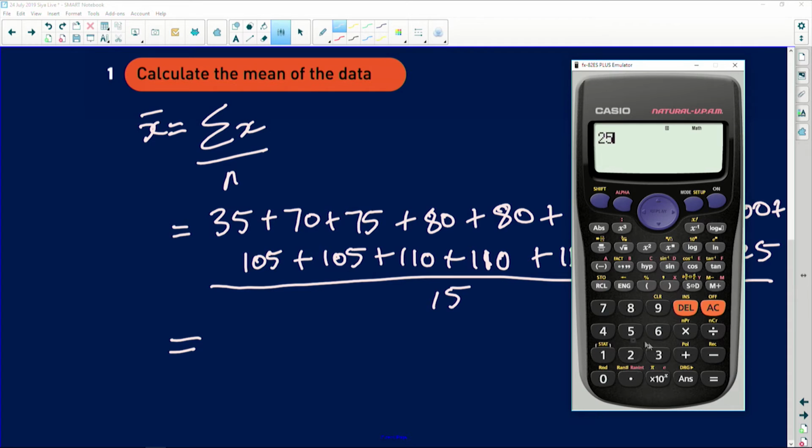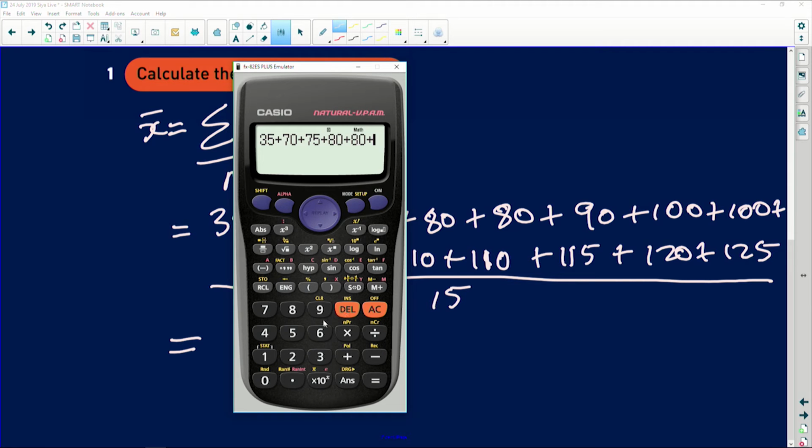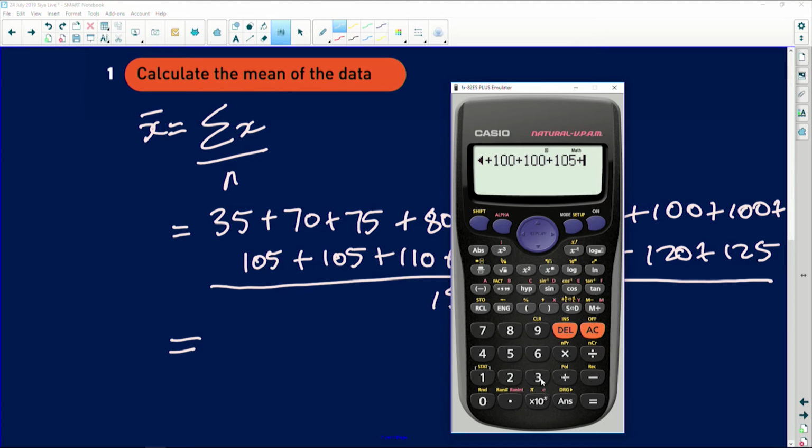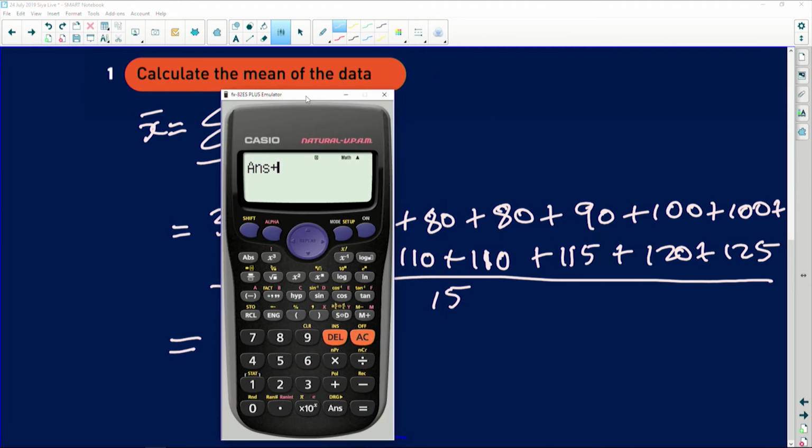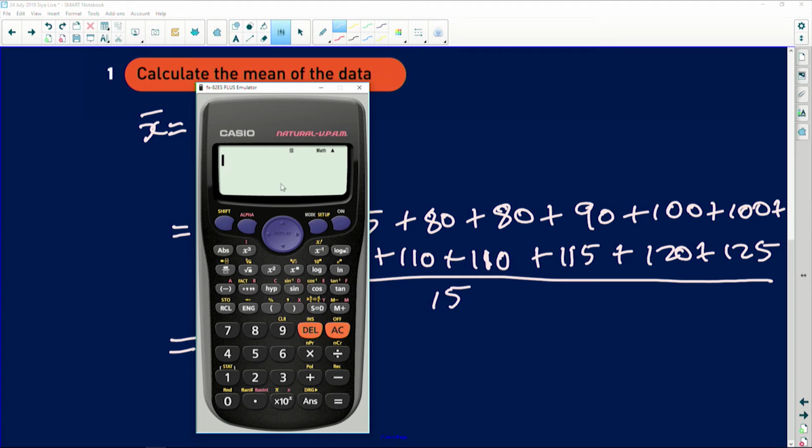So the numbers are 35 plus 70 plus 75 plus 80 plus 80 plus 90 plus 100 plus 100 plus 105, that's supposed to be 105, plus 105 plus 110, plus the last 110 plus 115 plus 120 plus 125. And then the answer will be 1420.